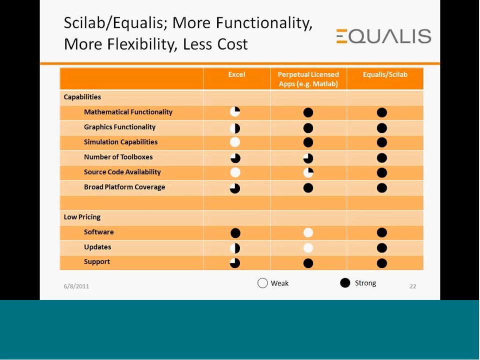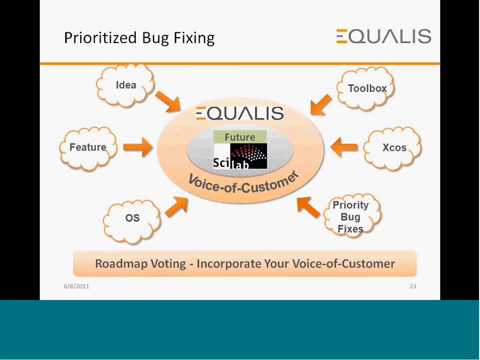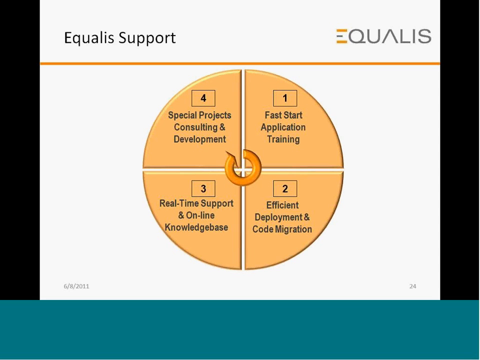In a nutshell, we offer more functionality, more flexibility, and less cost compared to other perpetual license apps or Excel. Another very important aspect is we constantly listen to the customer, and the voice of the customer is incorporated into the product roadmap. And it's a product which is under active development, and we do 6 releases every year. Whether it is a toolbox or an improvement in Xcos, priority bug fixes, compatibility for operating systems, addition of new features, or a whole new idea, you can get it all into future versions of Scilab by communicating it to us.